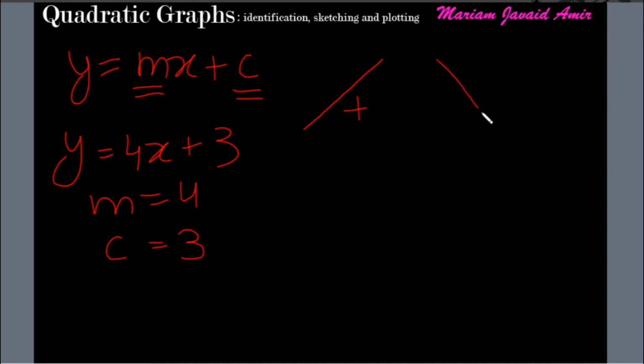When the slope is negative, the line is supposed to look like this. It will be a falling line. If the value of m is undefined or infinity, then the slope will look like this, an undefined slope. And if the slope is 0, then the line will look like this.